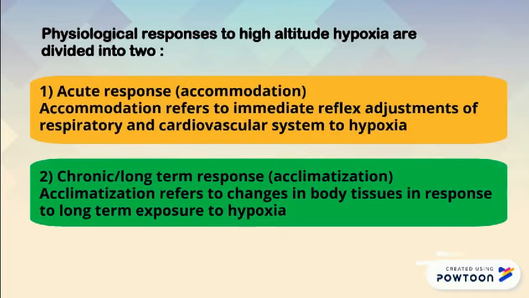The physiological responses to high altitude hypoxia are divided into two. First is acute response, which is also known as accommodation. Accommodation refers to immediate reflex adjustment of respiratory and cardiovascular system to hypoxia. Second is chronic or long-term response, which is also known as acclimatization. Acclimatization refers to changes in body tissues in response to long-term exposure to hypoxia.